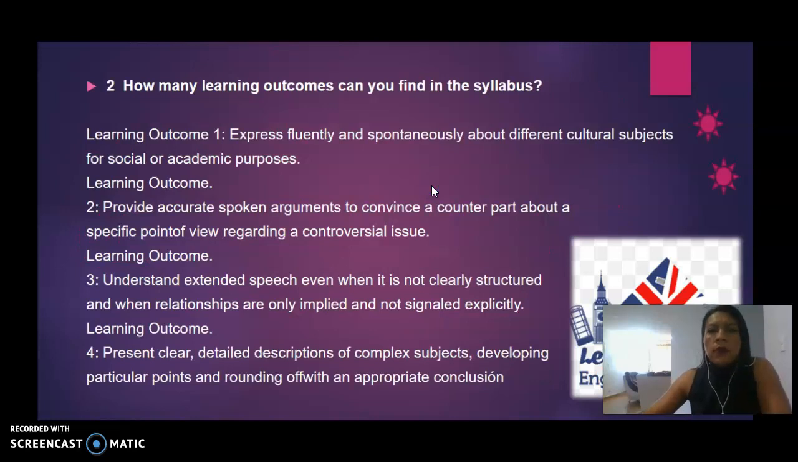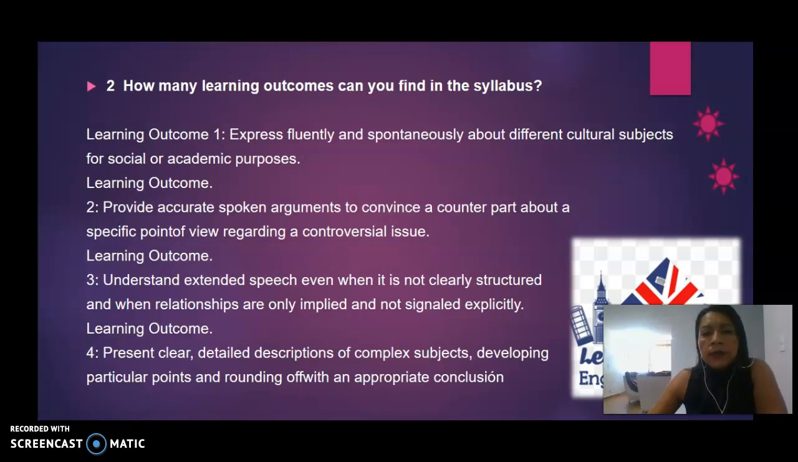How many learning outcomes can you find in the syllabus? Learning outcome one: express friendly and spontaneously about different cultures, such as of social or academic purpose. Two: provide an accurate spoken argument to convince a counterpart about a specific point of view regarding a controversial issue.